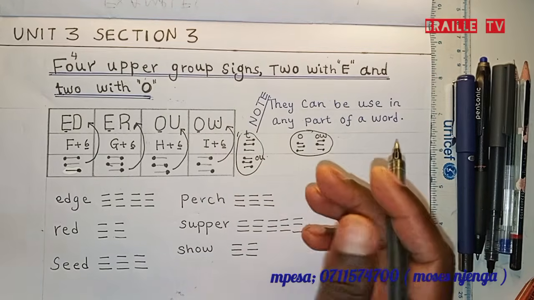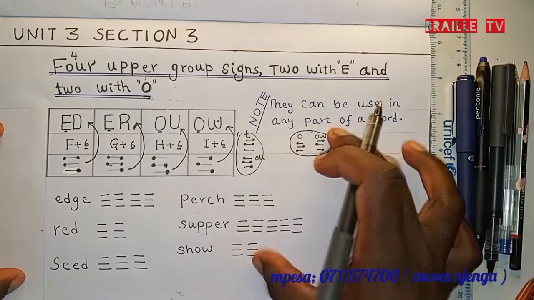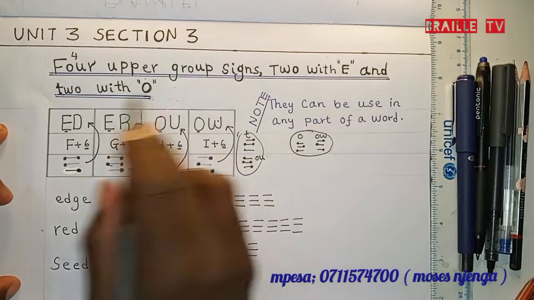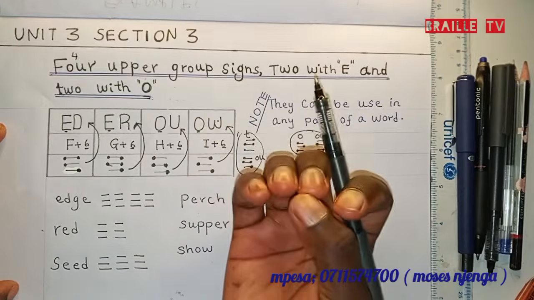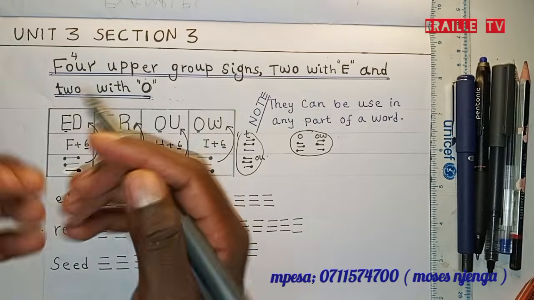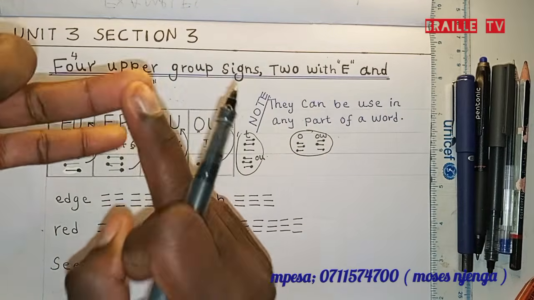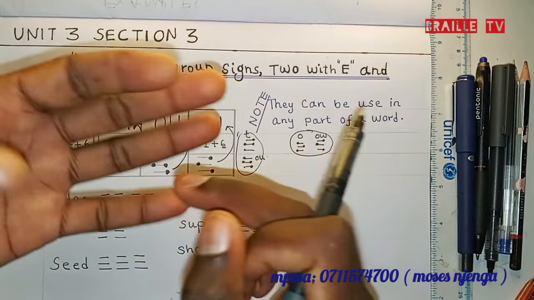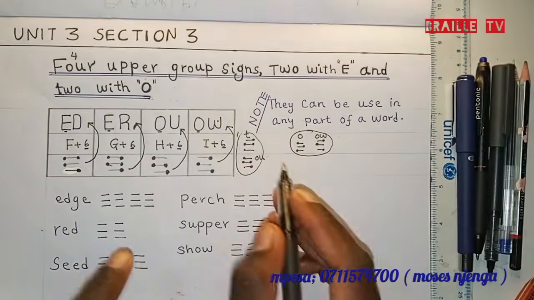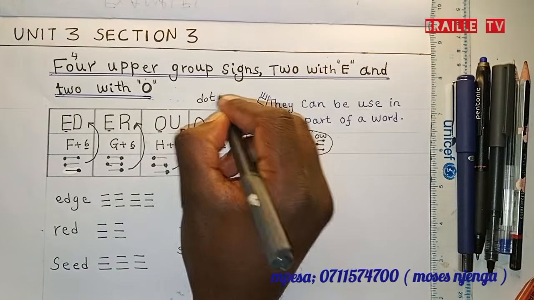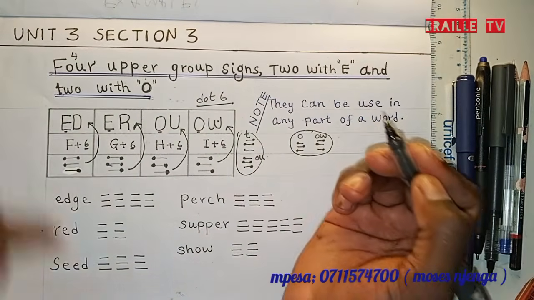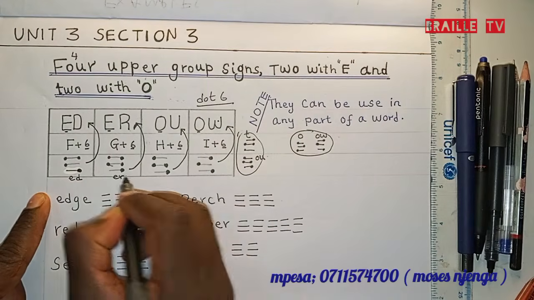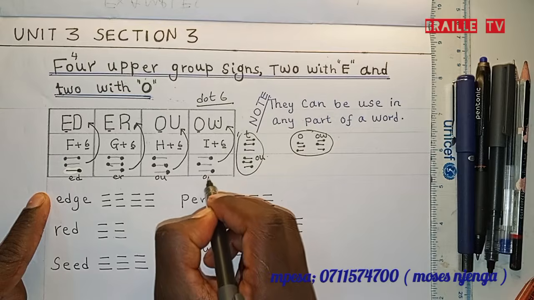Good. So far we have understood how we get these 4 upper group signs, 2 with E and 2 with O. We have said you use the letters of the alphabet F, G, H, I, 4 of them. Then in that order, you add dot 6. You add dot 6. You add dot 6. And then you get them. And they are here. So this one is ED, ER, OU, OW.